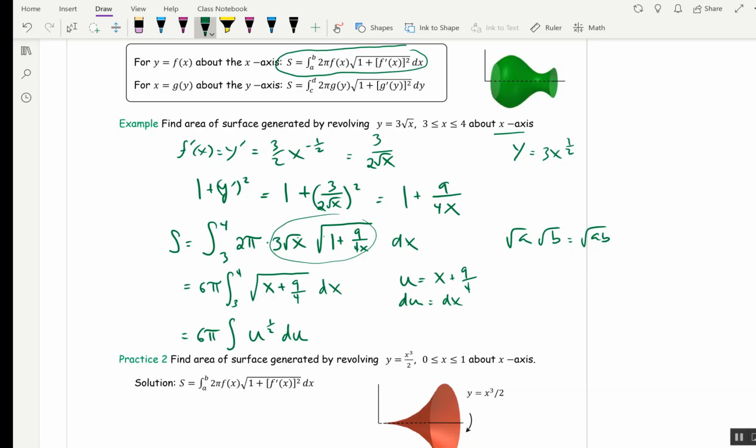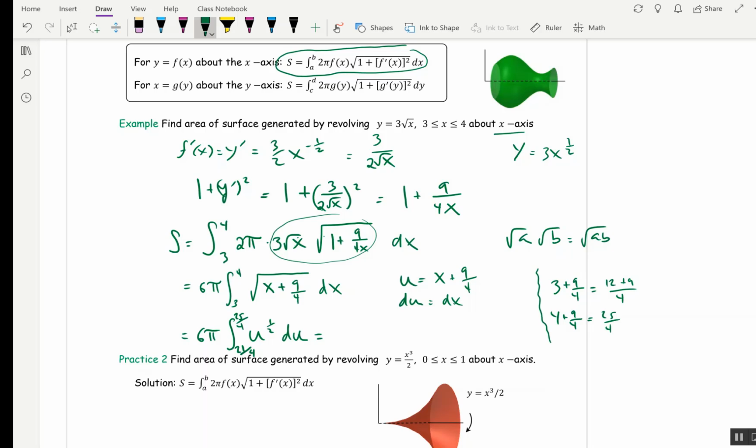And let's put on our new limits. When x is 3, u is 21 over 4. So my lower limit is 21 over 4. And then when I put in 4, I get 4 plus 9 over 4, which is 16 plus 9, so that's 25 over 4. That's my new upper limit. So that's my scrap paper over there.